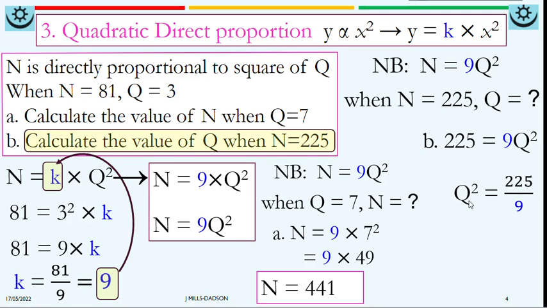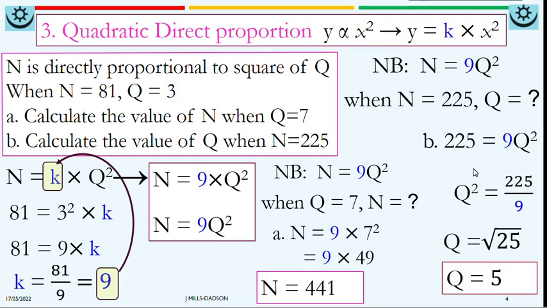Then from there, we find the square root, because 225 divided by 9 is 25. And we are looking for Q and not Q squared. The inverse of square is square root. Square root both sides, you have Q to be 5.